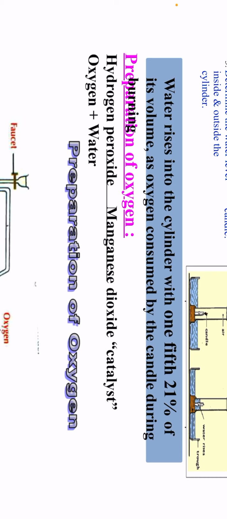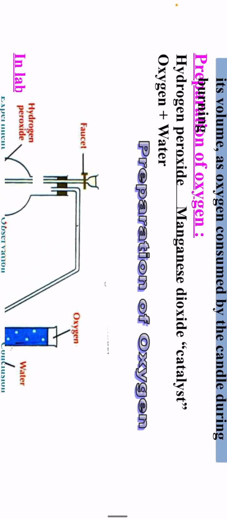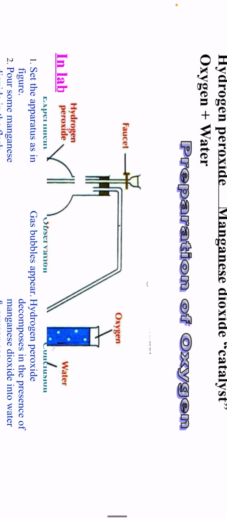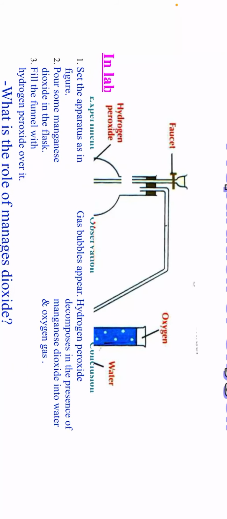We studied the preparation of oxygen in the laboratory. We can prepare oxygen by decomposition of hydrogen peroxide in the presence of manganese dioxide as a catalyst into oxygen and water. The way of collecting oxygen is called downward displacement of water, because oxygen scarcely dissolves in water. And manganese dioxide is called a catalyst because it speeds up the reaction without any change in quantity or structure. It remains constant. Okay, we will stop at this point.